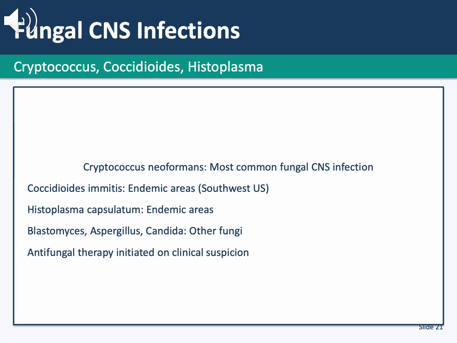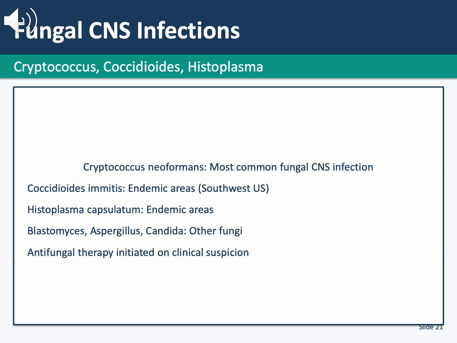Fungal CNS infections are less common than bacterial or viral infections, but are important to recognize due to their high morbidity and mortality. Cryptococcus neoformans is the most common fungal cause of meningitis worldwide and is particularly common in immunocompromised patients. Coccidioides immitis causes meningitis in endemic areas such as the southwestern United States. Histoplasma capsulatum causes meningitis in endemic areas.